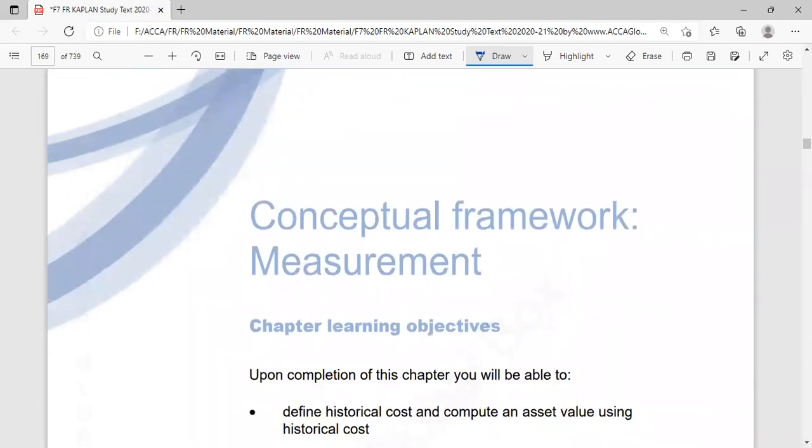Generally, first we identify the transactions and events. Then the next question is how to record. For recording that, we need to measure the transaction. For measurement purposes, generally there are two approaches. One is historical cost, and another one is present values, nothing but current values.